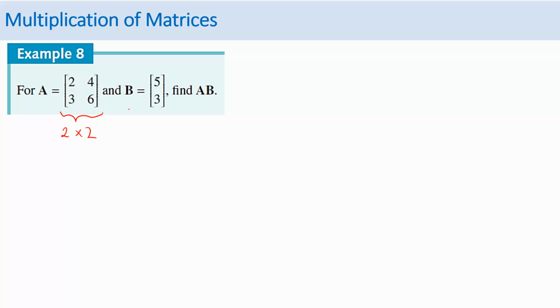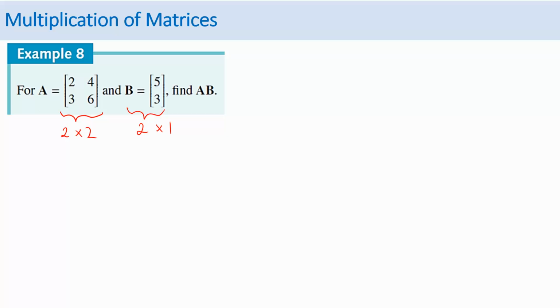Now let's look at matrix B. Lauren, what kind of dimensions do I have here? How many rows do I have? 2. And how many columns? 1. So it's a 2 by 1 matrix. So now I've got a 2 by 2 times a 2 by 1.